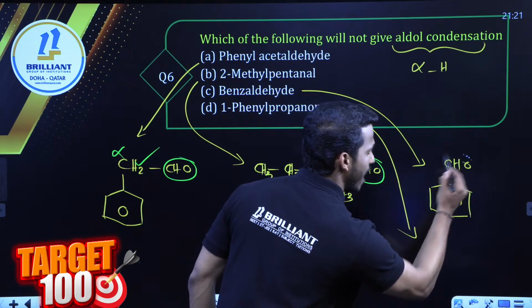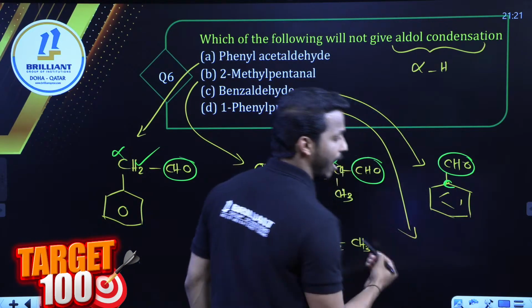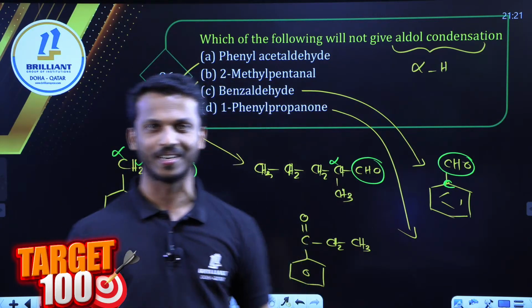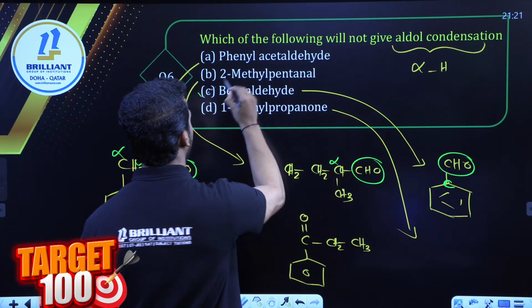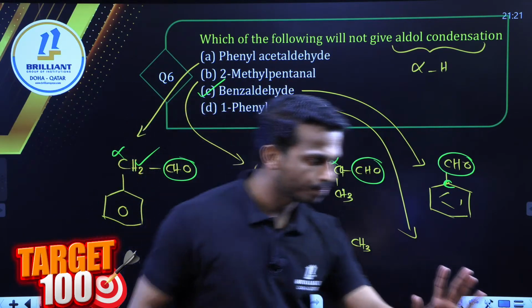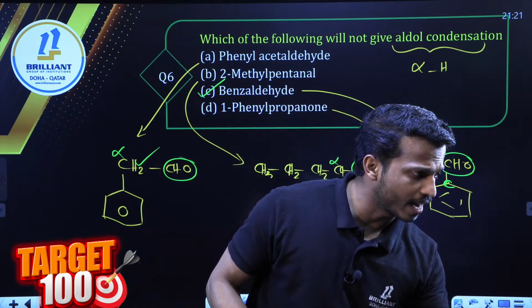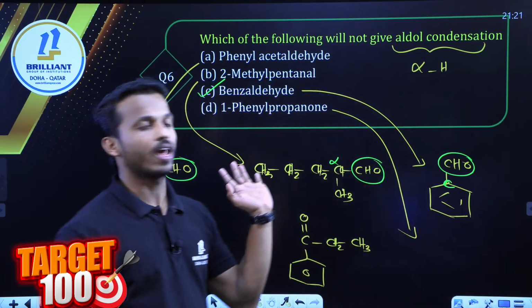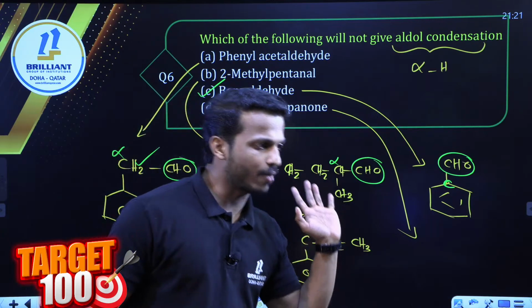Option C, benzaldehyde. This is the connected alpha carbon. Dear all, that carbon does not contain any alpha hydrogen. So it won't give the test, dear all. So what is the answer? Option C. Any other answer? Starting with Nitin and ending with Sania, all have given the correct answer.